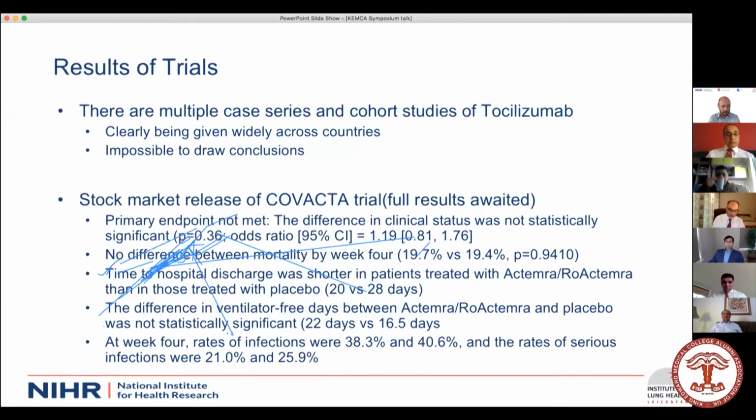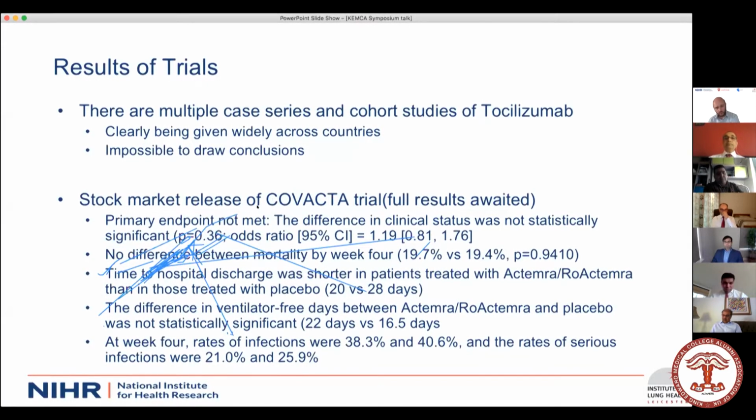So I went to the stock market release, and they have stated that the primary endpoint has not been met in the COVACTA study. So they have seen no significant difference, p-value 0.36, with an odds ratio of 1.19 in terms of primary outcome. They've seen no difference in mortality at 1 month, so 19.7 versus 19.4%. There was a shorter time spent in hospital compared with placebo, 20 versus 28 days, but no difference in ventilator-free days. And rates of infection and rates of serious infection seem to be similar.